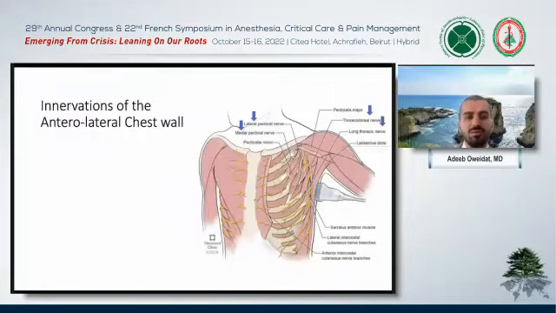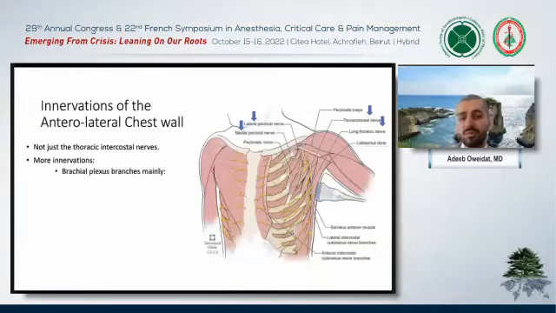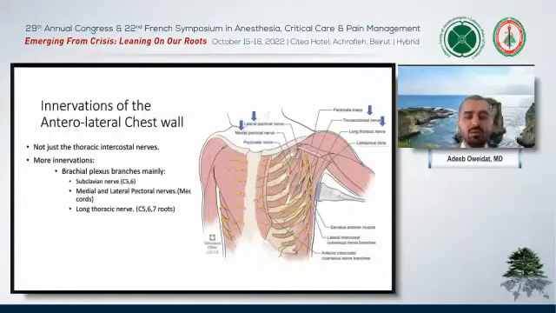Now I will jump a little bit to the anterior lateral chest wall. So we're moving from posterior to anterior. And I want to mention that it's very important to understand the anterior lateral chest wall, because not all the innervation of the anterior lateral chest wall comes from the intercostal nerves. Some of them come from the brachial plexus, so the subclavian nerve, the medial and lateral pectoral nerves, and the long thoracic nerves. And these will not be covered by the epidural.